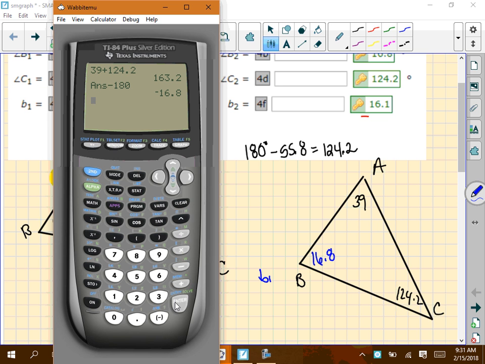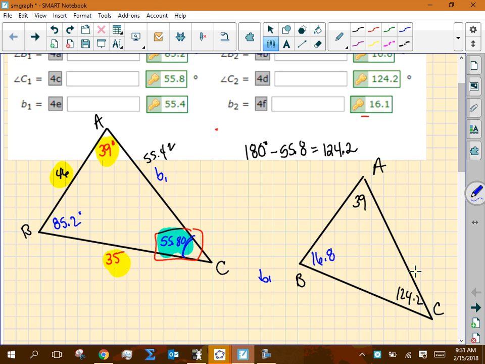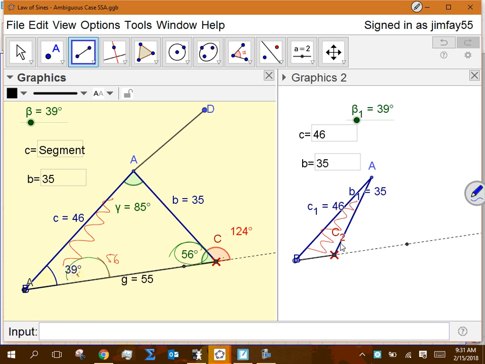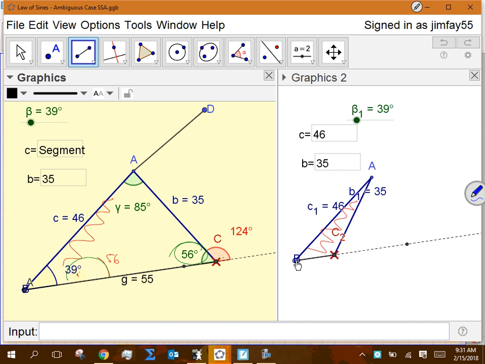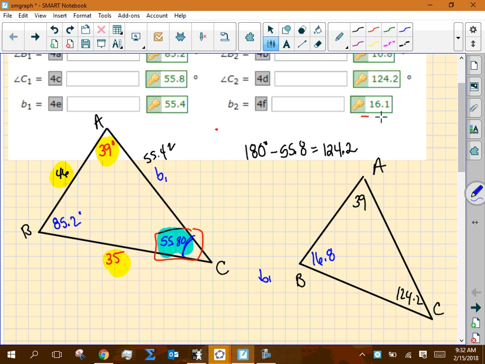Okay. Now I know I drew my picture kind of haphazardly. It's not to scale because obviously 124 is an obtuse angle, right? So really, what this picture should look like is what we were seeing over here in GeoGebra, this picture here on the right. That angle will be 124.2. If I were to find the segment length between that point B and that red X, it's going to spit back, I think, something like 16.1.